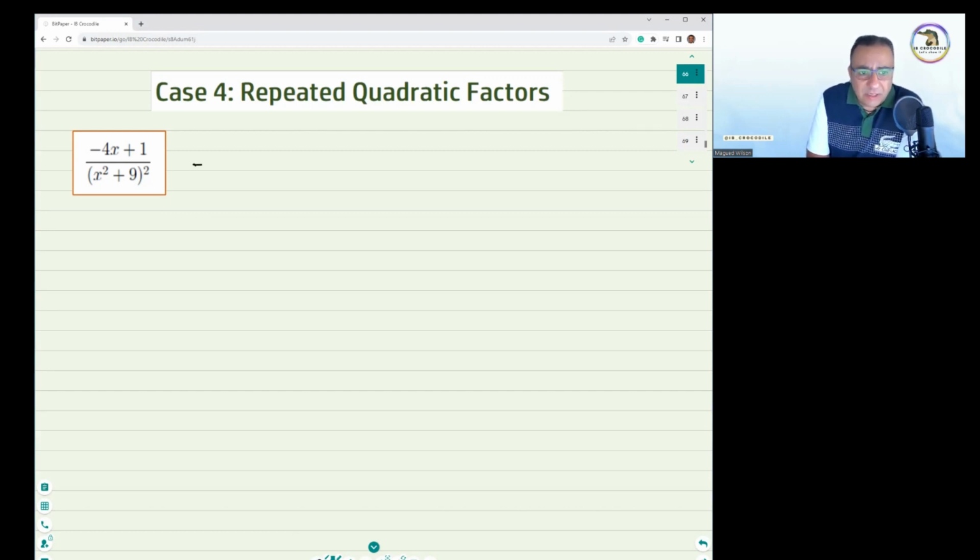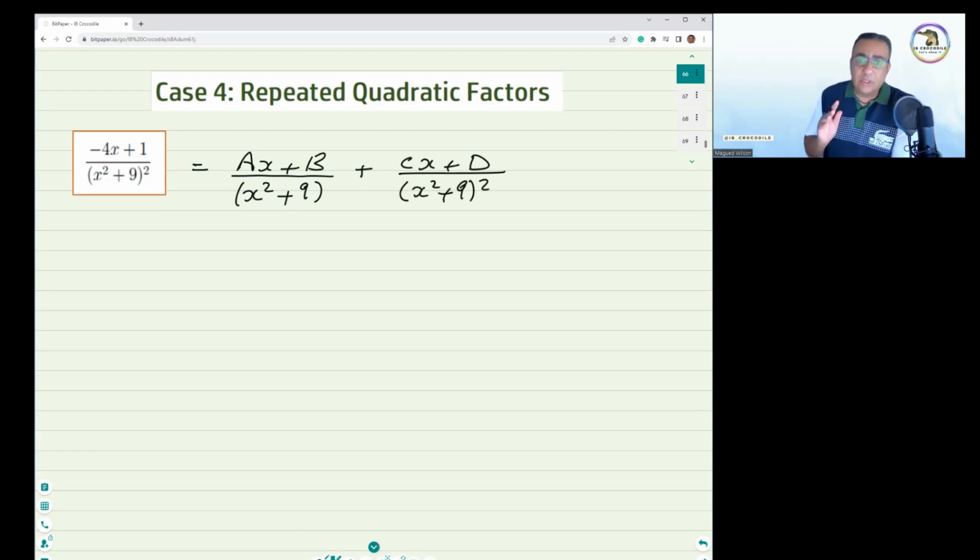So in this case, I need to set up my form as ax plus b, so one first degree, which is less than second degree, right? Over x squared plus 9, plus, let's say, cx plus d over x squared plus 9 all to the power of 2. Okay, so now we cover the two possibilities.